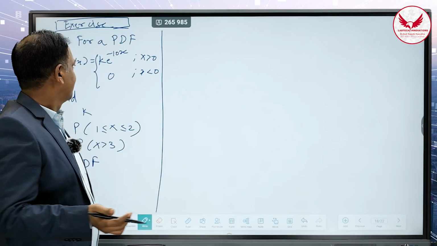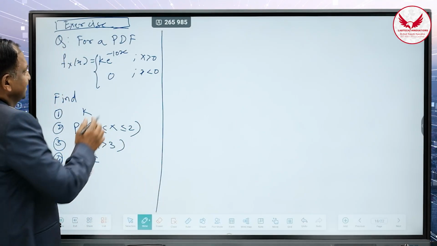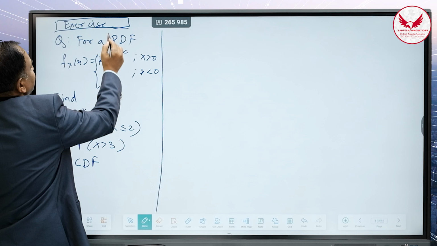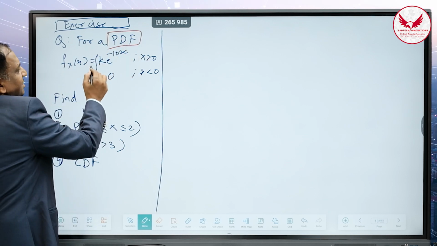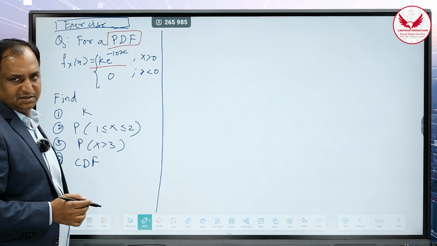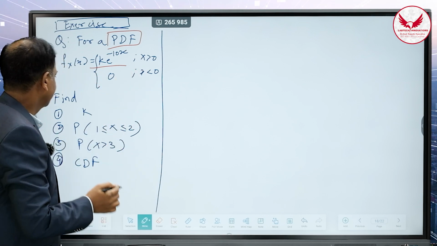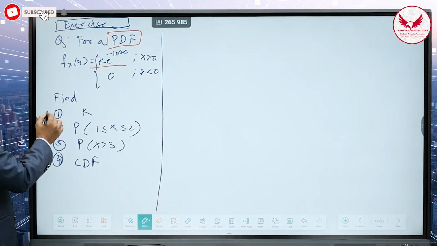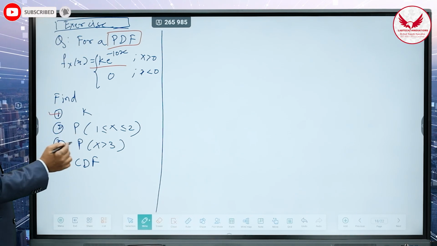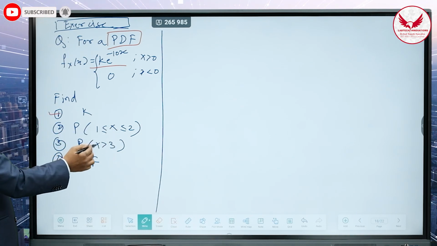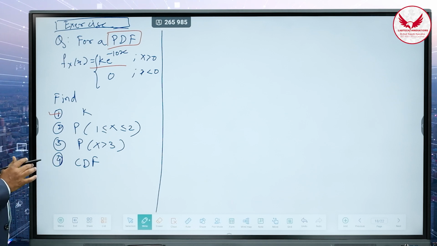Okay, next problem: the same type of problem will be asked for the probability density function. F(x) is equal to k e raised to minus 10x for x greater than 0, and if x is less than 0, it is 0. Find the value of k, find the probability between the interval 1 and 2, find the probability for x greater than 3, and find the CDF.